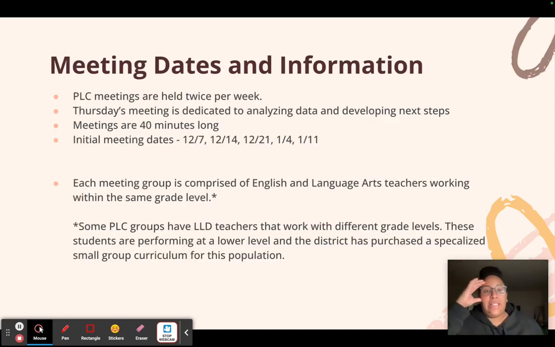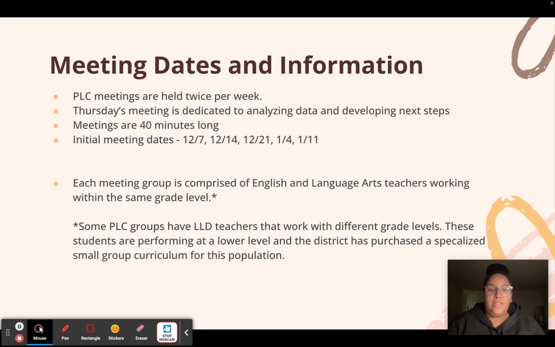So the meeting dates and the information, like I said, PLCs are held five meetings a week. Two of them are just for ELA. So that's the PLC meetings I'm talking about. Thursday meetings are going to be dedicated to analyzing data to develop the next steps. The meetings are 40 minutes long, and the initial meeting dates for this will be December 7th, December 14th, December 21st, January 4th, and January 11th. Now, although I put 5 dates there, I'm only going to be diving into 3 of those dates.